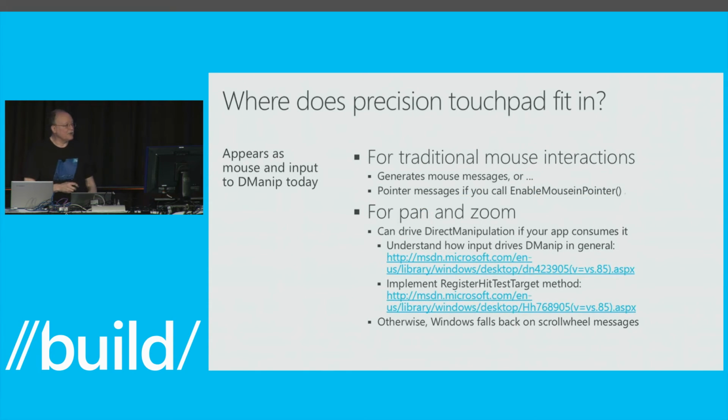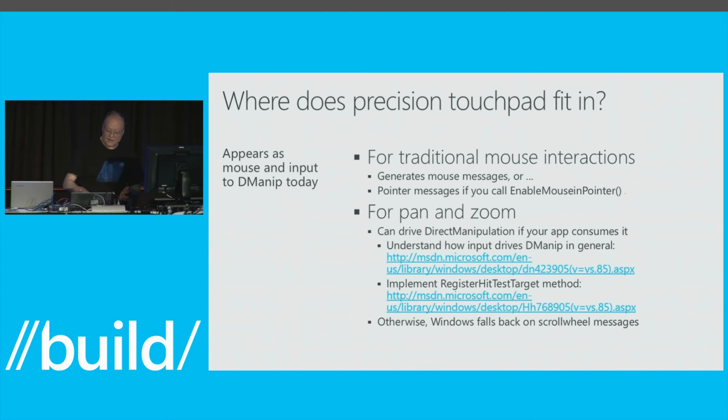A couple quick questions. People have asked in the past, how does Precision Touchpad fit into this model? Is it like another kind of pointer device? Is it on a par with pen and mouse? And the answer is no. It's basically like a mouse. We thought the overlap there was so strong that it didn't justify calling it out as a separate device type. So if you're doing just traditional mouse interactions with a touchpad, you're going to get mouse messages. Or if you call enable mouse and pointer, you'll get pointer messages.